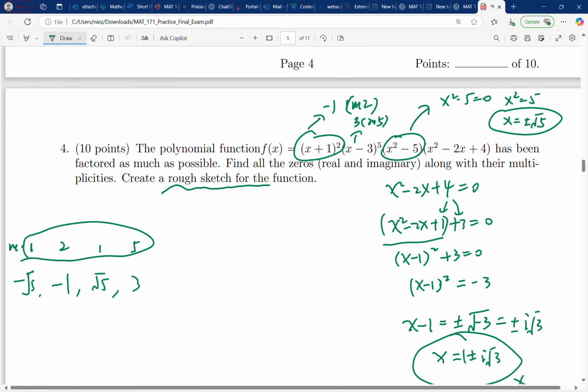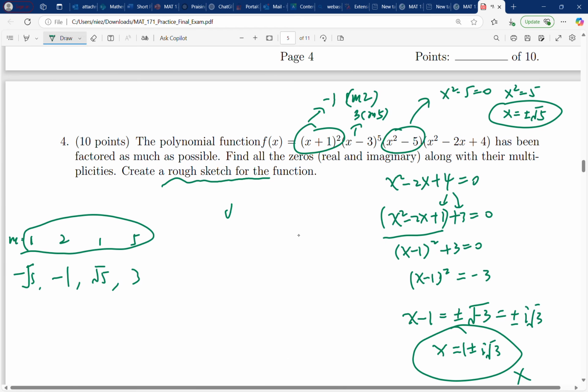And overall, what's the degree of this function? What's the degree of f? Not 2. The degree of this function is equal to 1.